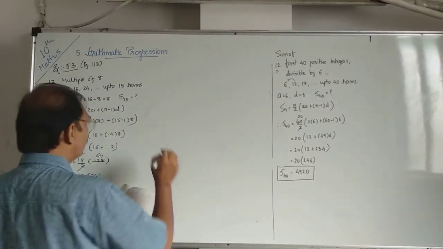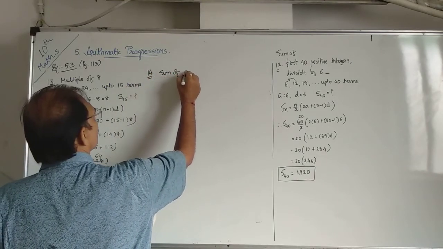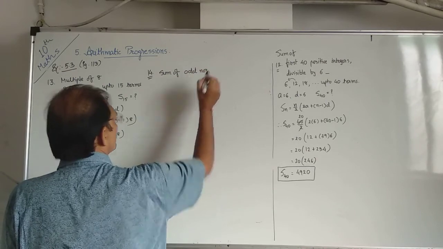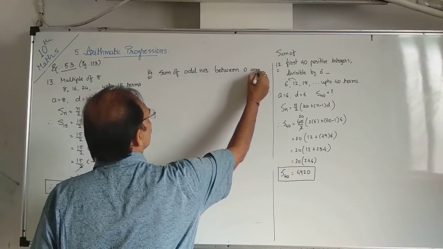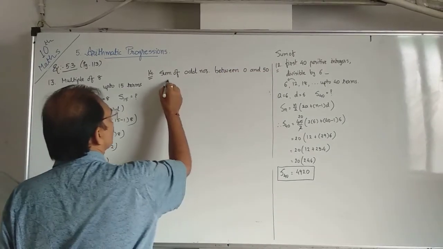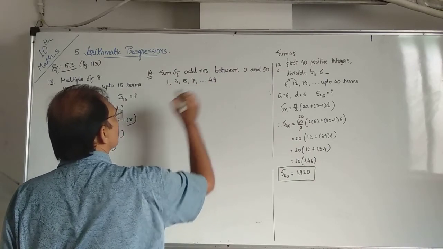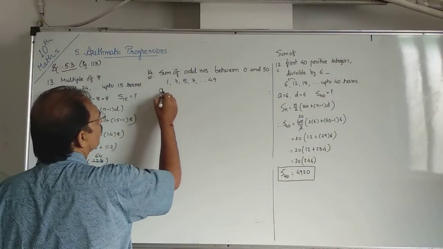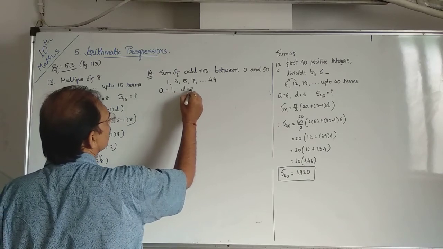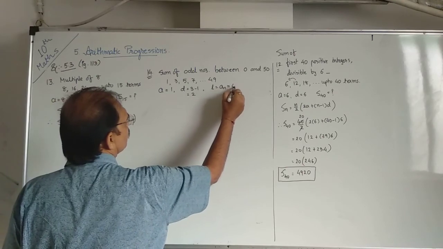Find the sum of the odd numbers between 0 and 50. That is 1, 3, 5, 7 up to 49. Find the sum of this. Okay, first a equals what? 1. Difference 3 minus 1 is 2. And the last term an equals to 49.